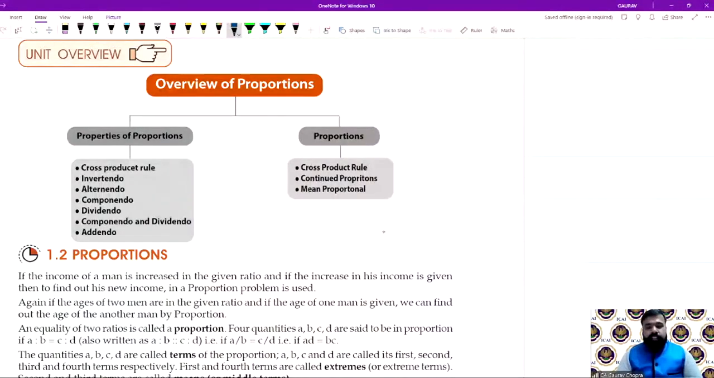We are conducting the live classes, and in today's session, we are going to start the new topic, that is proportion. In the previous session, we had completed our first topic, that was ratio. And in today's class, we are beginning with proportion.